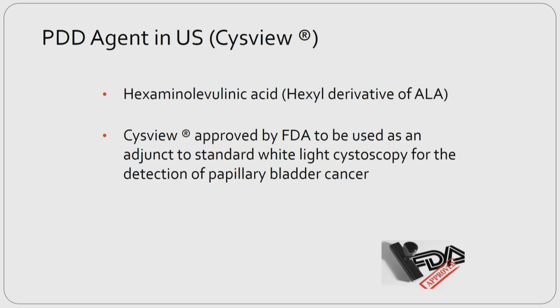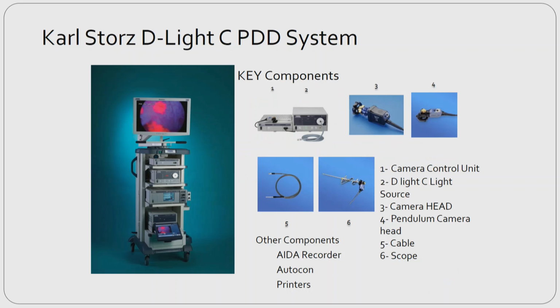And that's what brings us to the first of the different technologies that I'll talk about. And this is Cysview, which all of you know is a hexyl derivative of ALA. It's approved in the United States by the FDA. This is initial approval to be used as an adjunct to standard white light cystoscopy for the detection of bladder cancer, especially papillary tumors. This is the Karl Storz PDD system that many of you are familiar with.